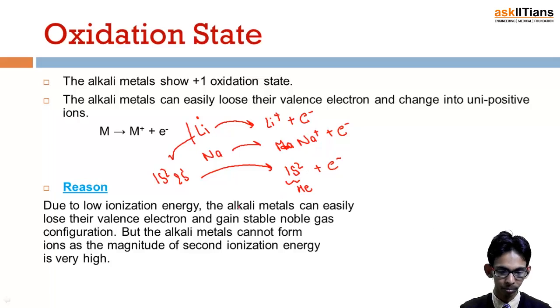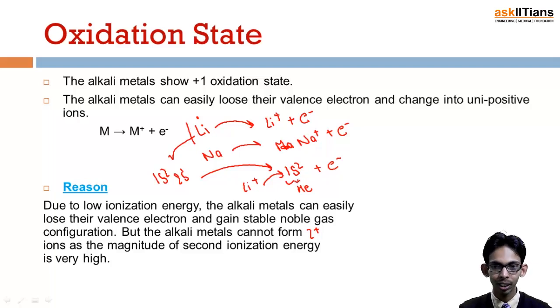But the alkali metals cannot form two positive ions, as the magnitude of the second ionization energy is very high. Why? If we want to remove two electrons from, let's say, lithium, it is very difficult. It is very easy to remove the first electron because of larger size. But as one electron is released, we get Li+, which has a very stable electronic configuration of 1s2, the electronic configuration of helium.